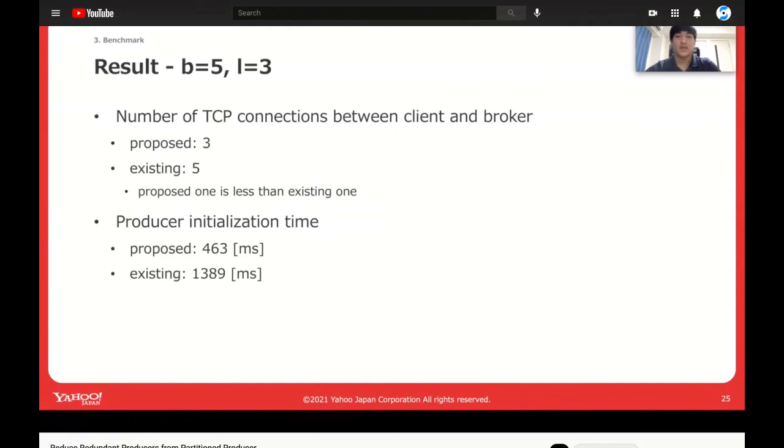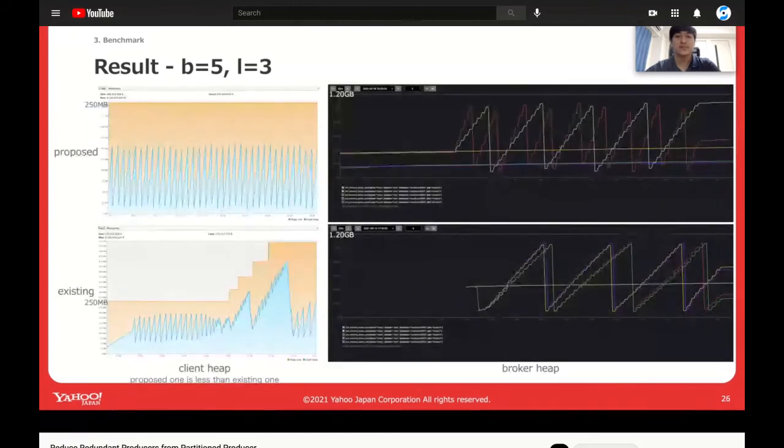The result of B equals 5 and L equals 3 is here. I think the number of TCP connections is interesting because the proposed one is less than the existing one. Heap usage is here. I think client heap is important, and this is the client heap, because the proposed one is less than the existing one. This is proposed and existing.